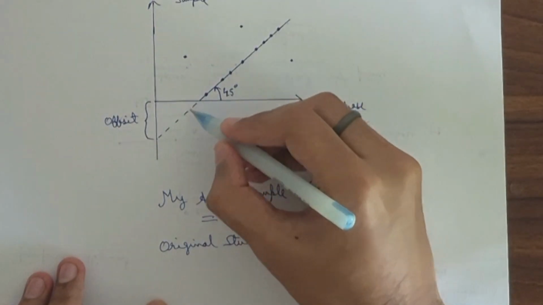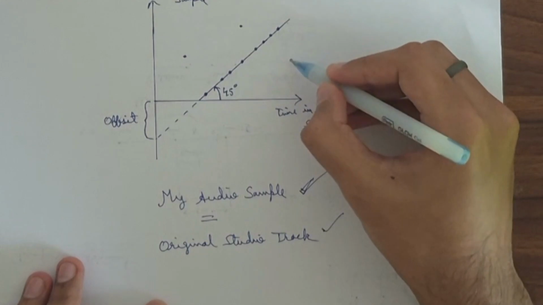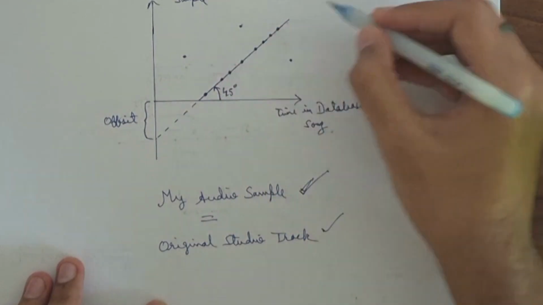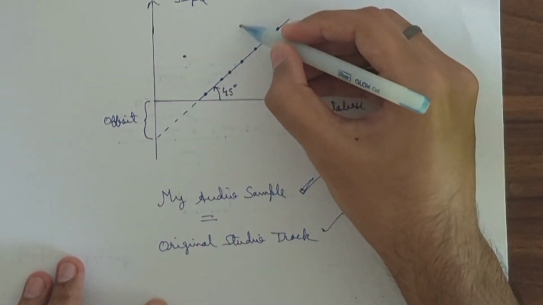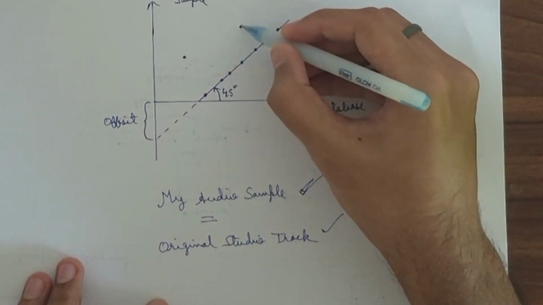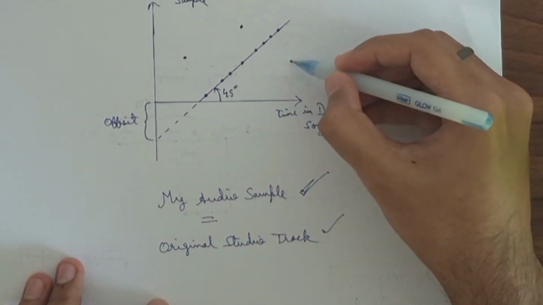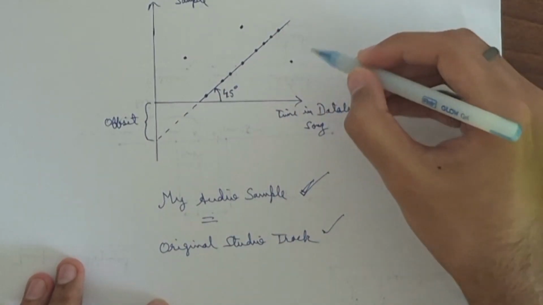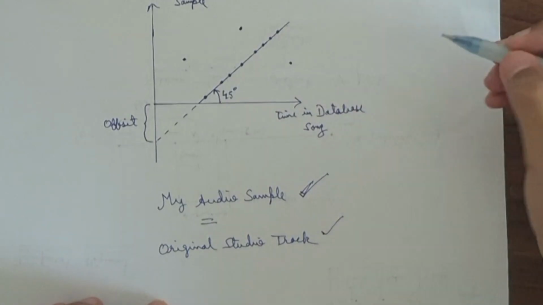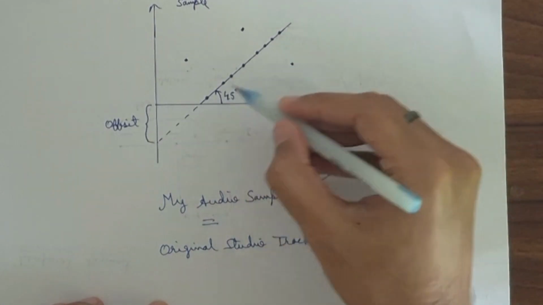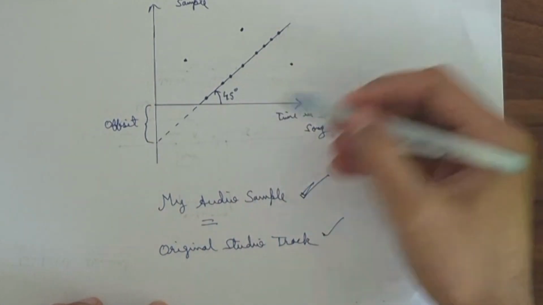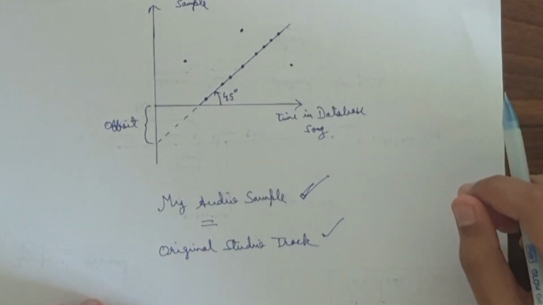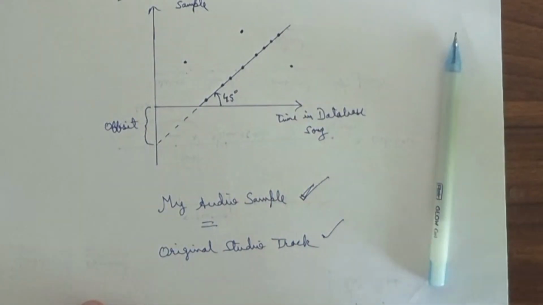Most of the points will be lying on this line, and there'll be some points which will be away from this line. These points are mostly the noise, the noise dots which were getting anchored while carrying out the hashing process. So basically the core idea is if we get this straight line, our sample audio is equal to the original studio track, and this marks the end of this video.